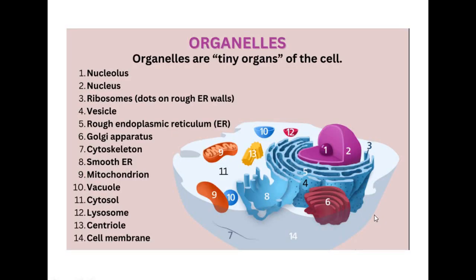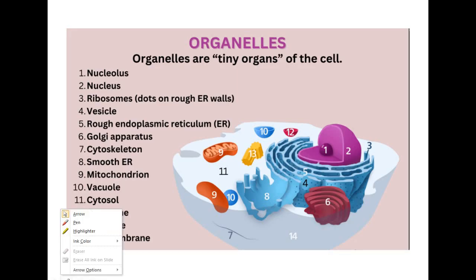Here I have put the image of different cell organelles. It is the same as I have put in my last slide. Nucleus, nucleolus, you can see this, endoplasmic reticulum, smooth ER, rough ER, this is rough ER, this is smooth ER, Golgi apparatus, mitochondria, centriole, cytoskeleton, cell membrane. Okay.